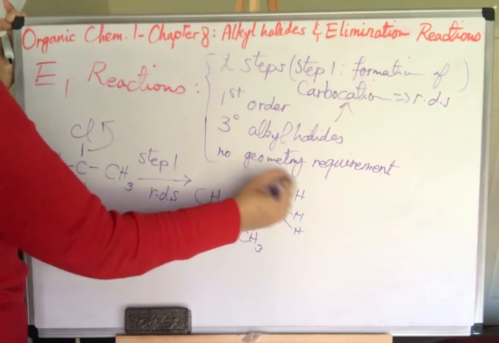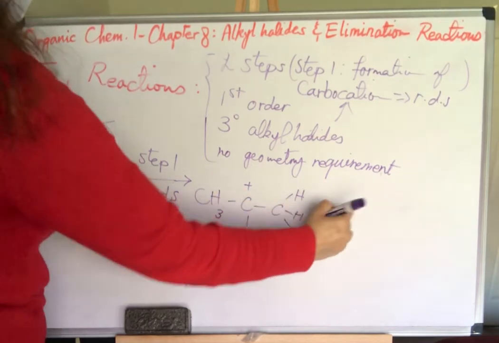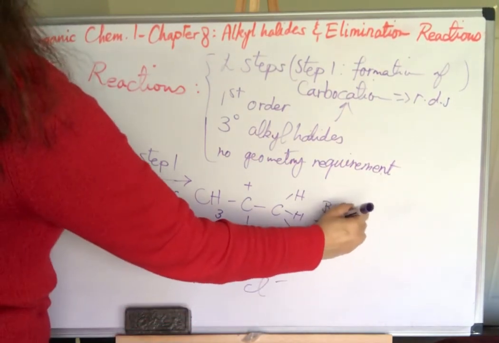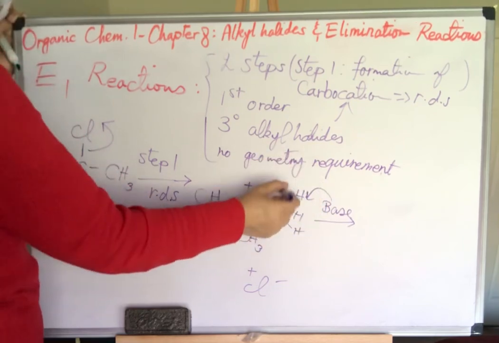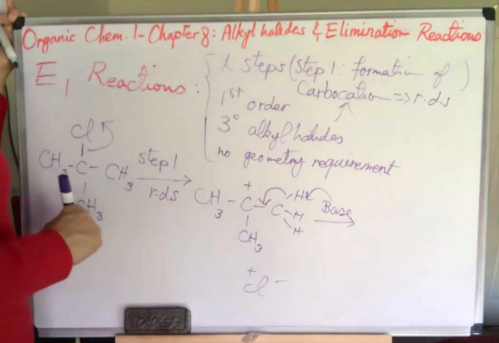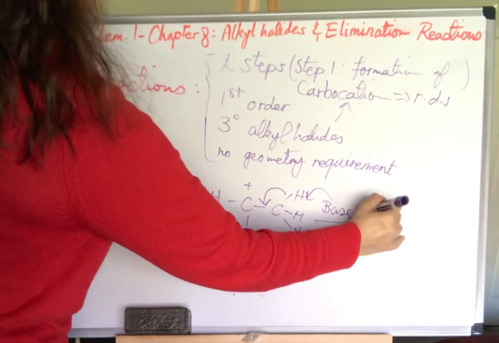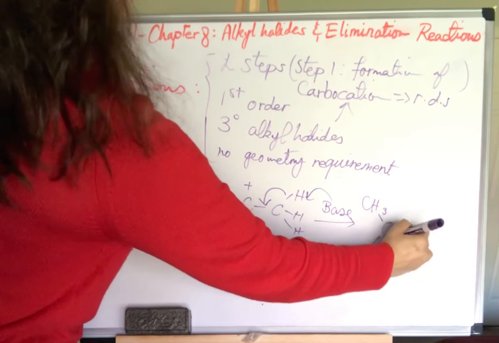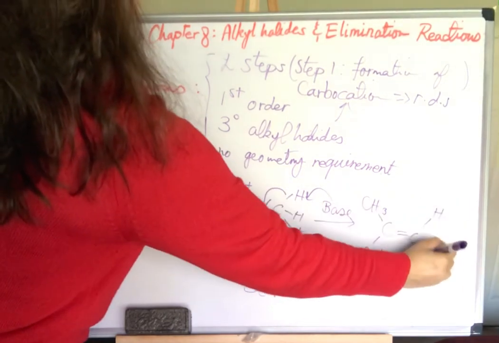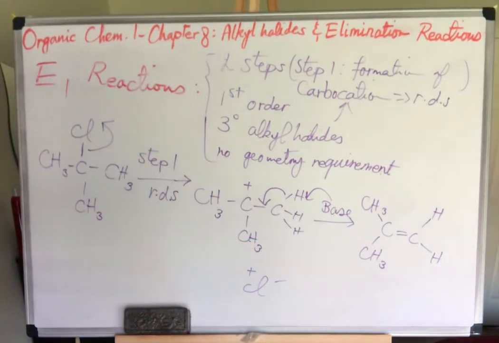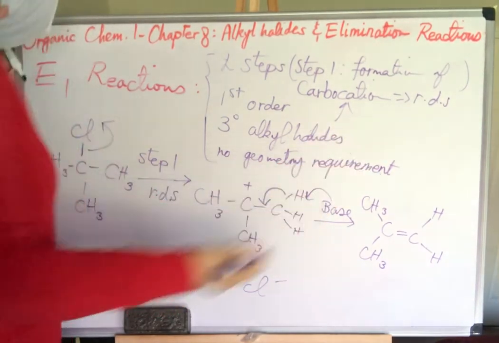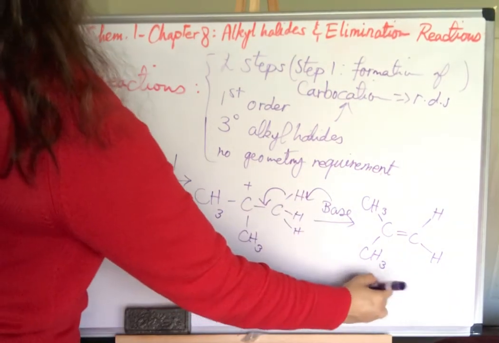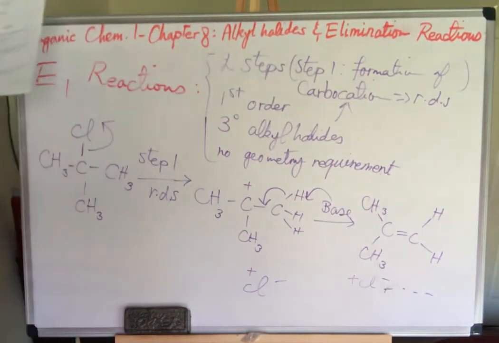So what happens is that the base comes, and of course you have this chloride here. The base comes, grabs the hydrogen, and that's where the double bond forms. So at the end we have 2 CH3 groups on this carbon and 2 hydrogens, plus you have chloride and hydrogen and the other products which are not very important for us.